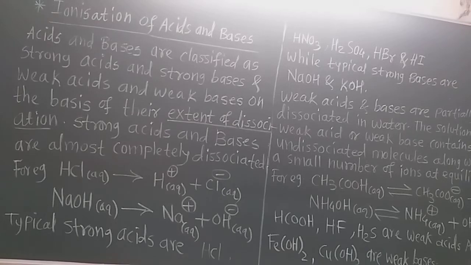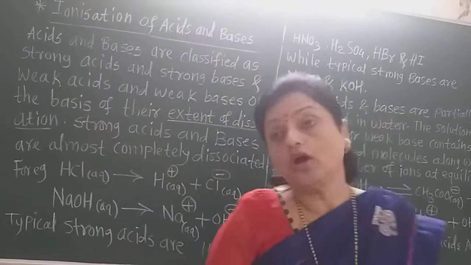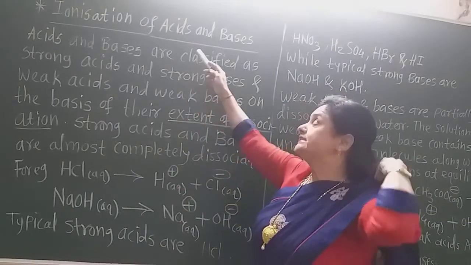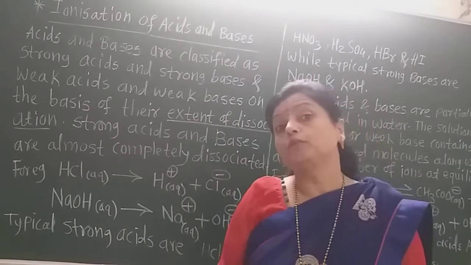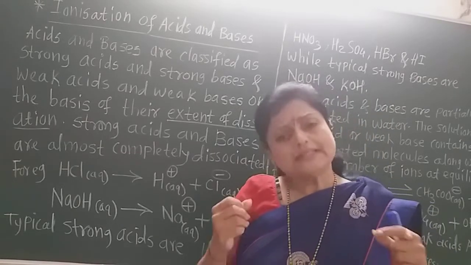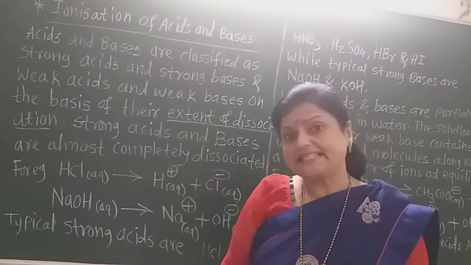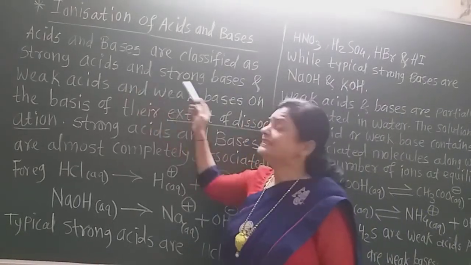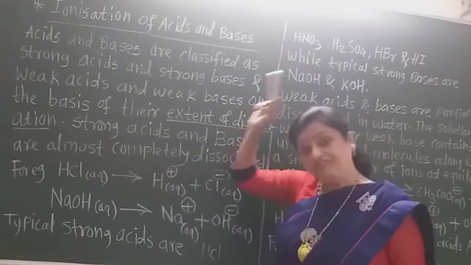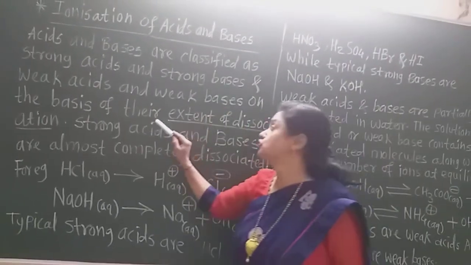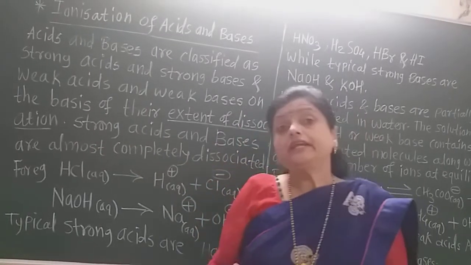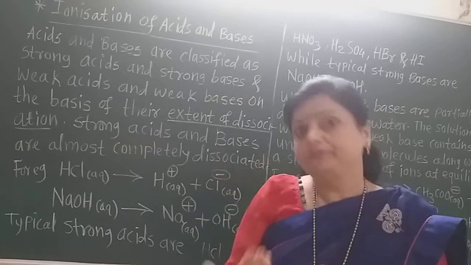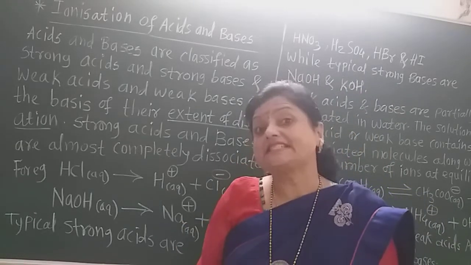Now pay attention students on the blackboard. Before learning the Ostwald dilution law, let us learn about the ionization of acids and bases. We are very well familiar with the strong and weak electrolyte. On the same basis, the acids and bases are classified as strong acids and strong bases and weak acids and weak bases on the basis of their extent of dissociation. That means how much part of that acid or base dissociates.